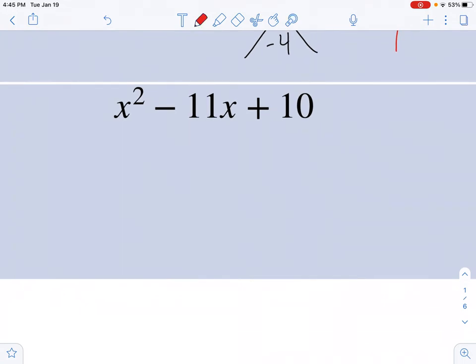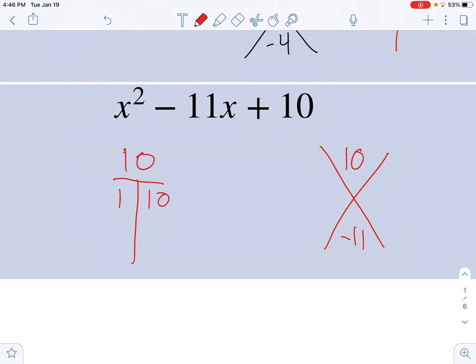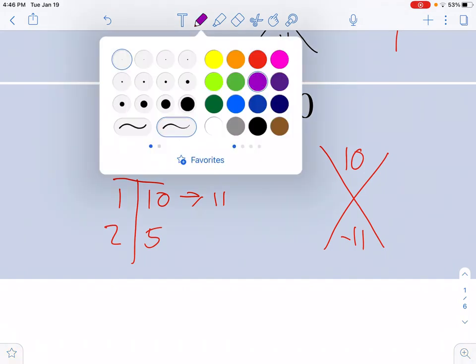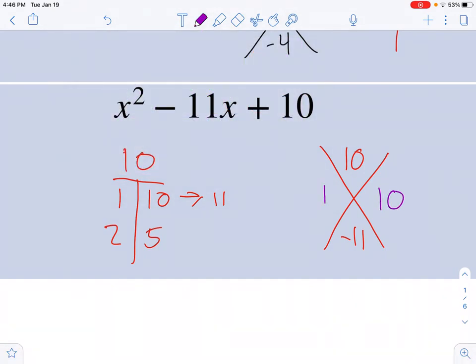All right, and our last one, 10 on top, negative 11 on the bottom. These ones trip students up all the time because they think, okay, so 10 is 2 and 5, right? And they go, well, 2 and 5 doesn't work, so this doesn't work. What we need to remember is that 1 times that number is also a factor. So 2 and 5 will make 7 or 3, but 1 and 10 does make 11. They could add together to make 11.